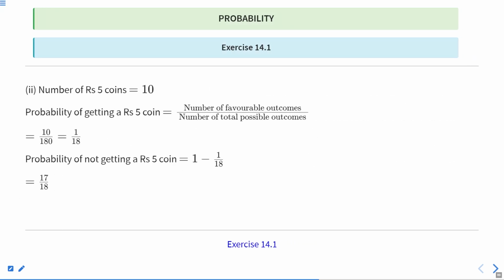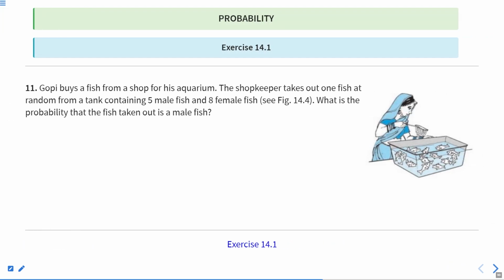And now the number of rupees 5 coins is equal to 10. So the probability of getting a rupees 5 coin is equal to the number of favorable outcomes divided by the number of total possible outcomes. This is equal to 10 by 180, and this is equal to 1 by 18. And the probability of not getting a rupees 5 coin is equal to 1 minus 1 by 18, that is equal to 17 by 18. So the probability of not getting a rupees 5 coin is equal to 17 by 18. And now let us move to the next problem.